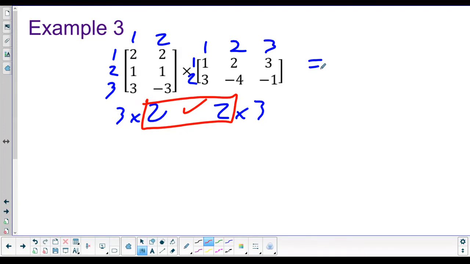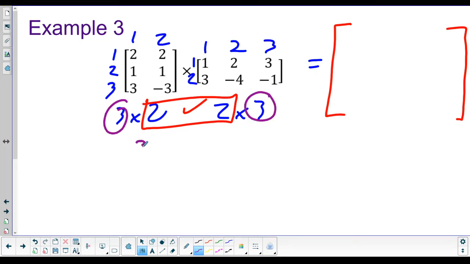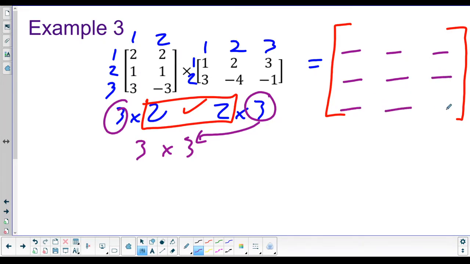The new matrix that we make from this multiplication, its dimensions are going to be whatever the outer numbers are. So this will be a 3 by 3. Cool. So we're going to have 1, 2, 3, 1, 2, 3, 1, 2, 3.